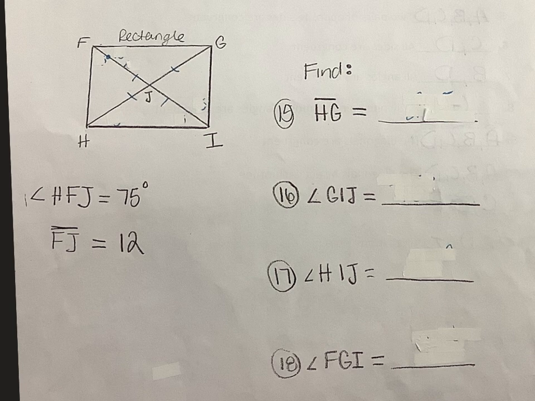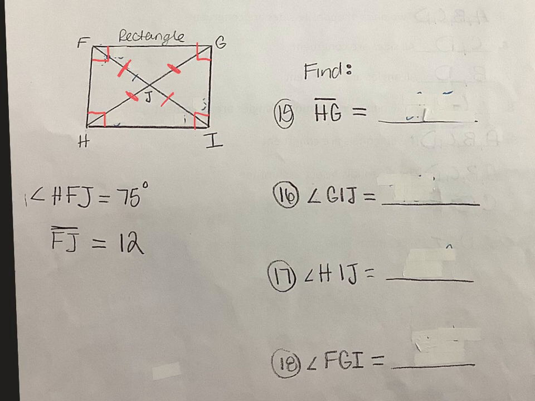Okay, so we have a rectangle, right? What do we know about rectangles? It has four right angles, right? The diagonals bisect each other, so that means this and this and this and this are all congruent, right? And the diagonals are congruent.